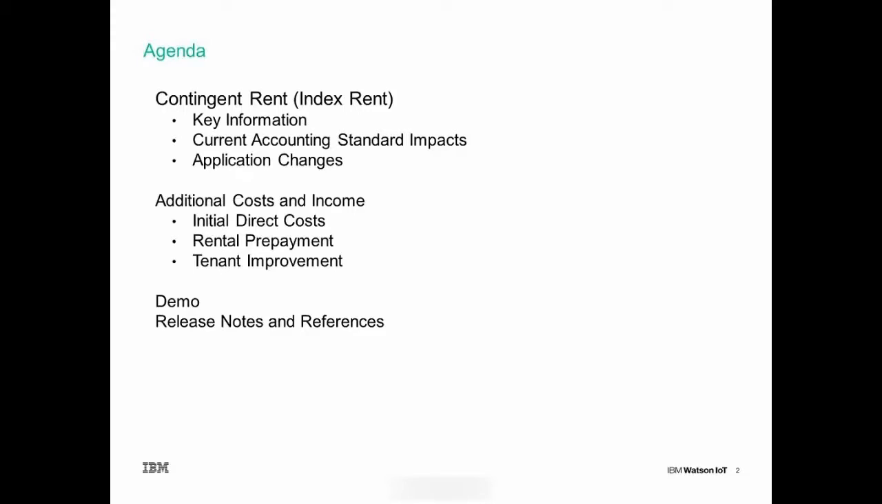The second topic is the additional costs and income. The costs and incomes that we're talking about are the initial direct costs, rental prepayment, and the tenant improvement incentive. After that, I'm going to demonstrate how to set the index lease and activate it, and also how to use the index adjustment calculator, and we'll see the impact to the current accounting standards.